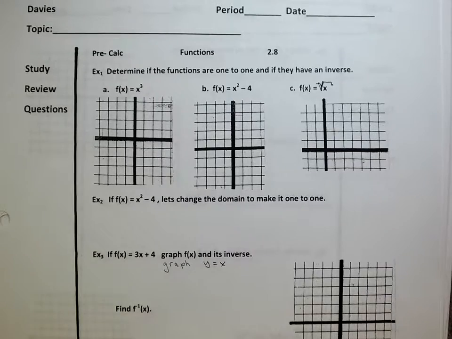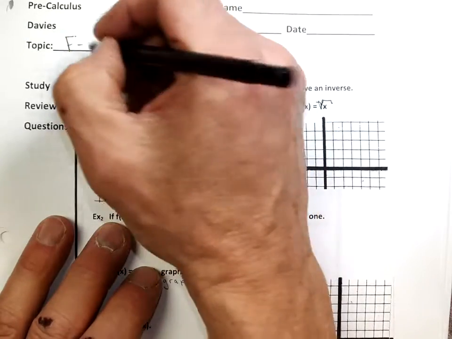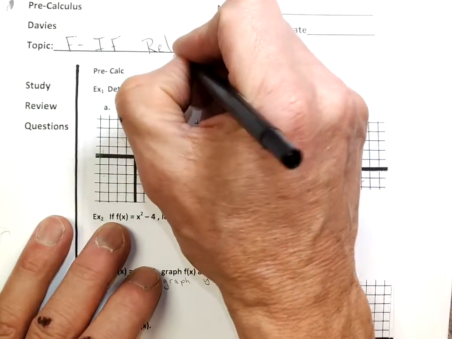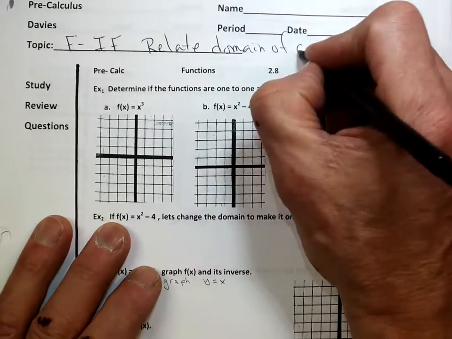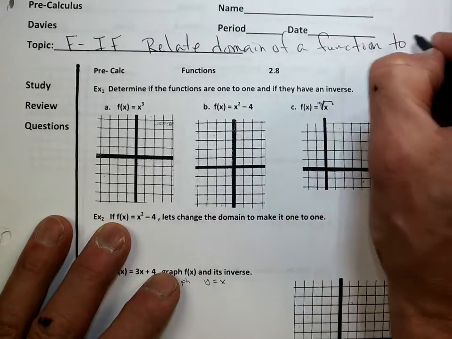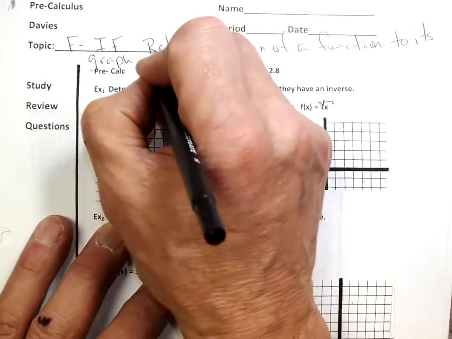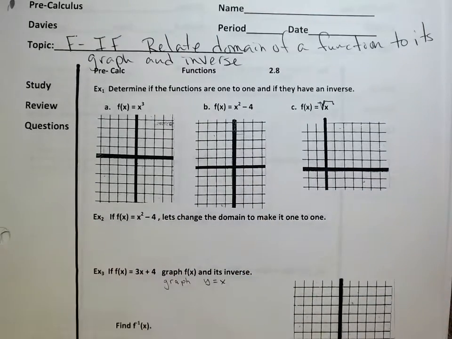So today we're going to be talking about inverses. So the topic though is Common Core. It is F for function and IF for interpreting functions. And we're going to relate domain of a function to its graph and inverse. Okay, write that down. So the Common Core is FIF, which is functions. Interpreting functions relate domain of a function to its graph and its inverse.